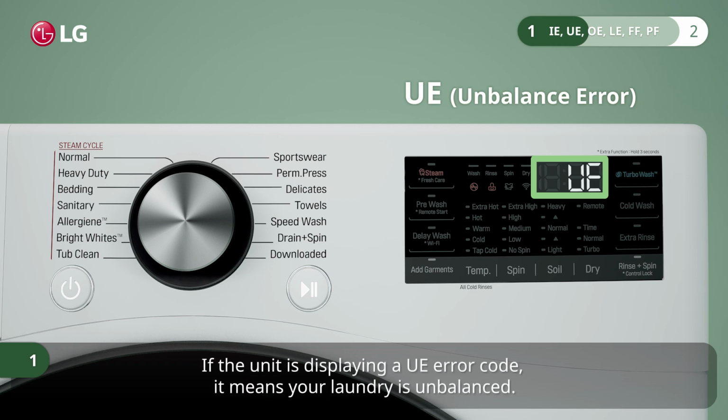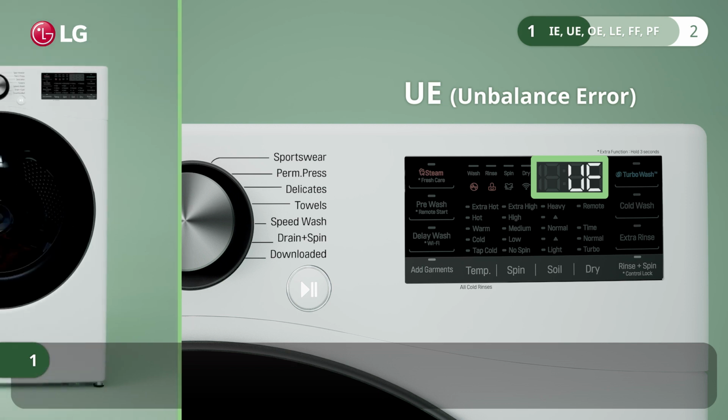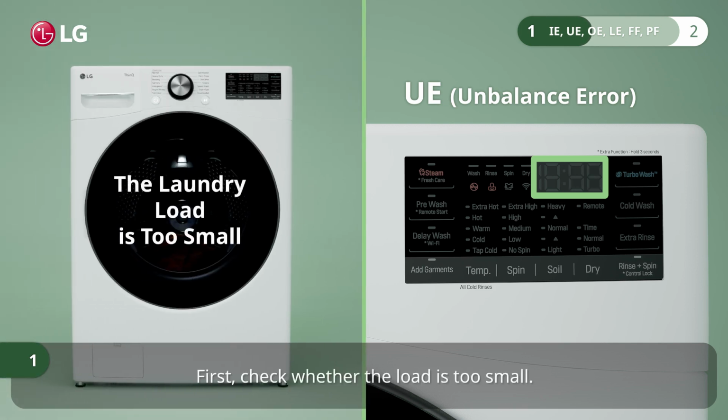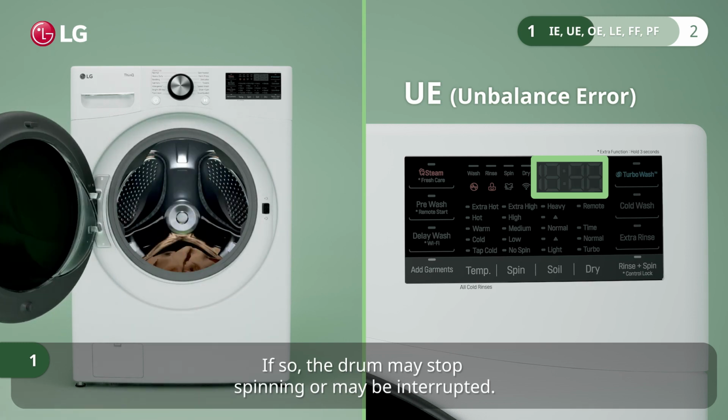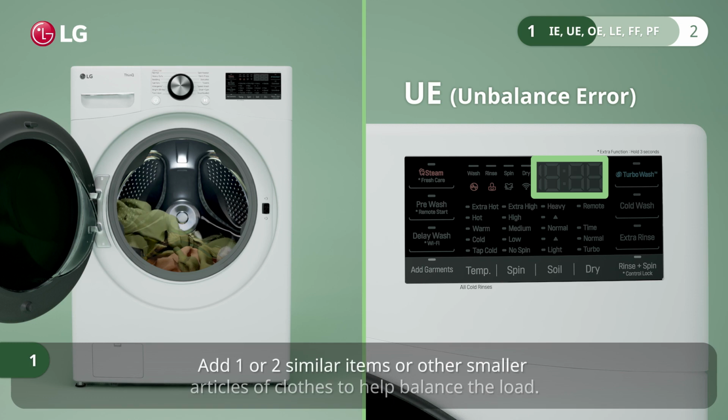If the unit is displaying a UE error code, it means your laundry is unbalanced. First, check whether the load is too small. If so, the drum may stop spinning or may be interrupted. Add 1 or 2 similar items or other smaller articles of clothes to help balance the load.